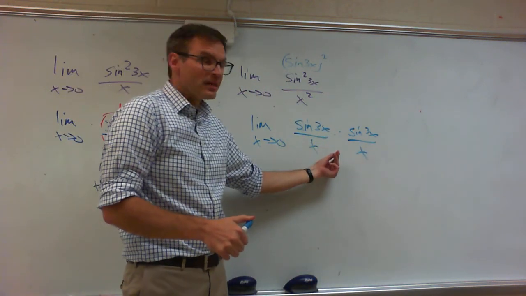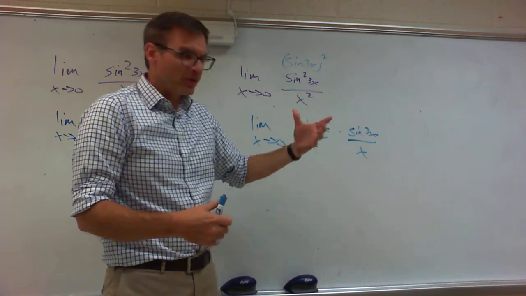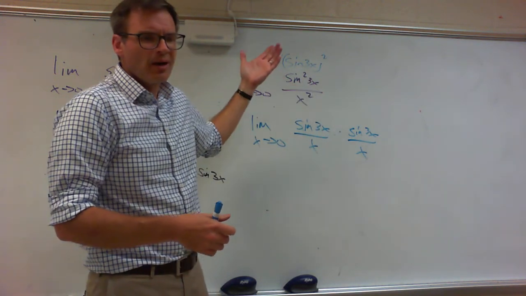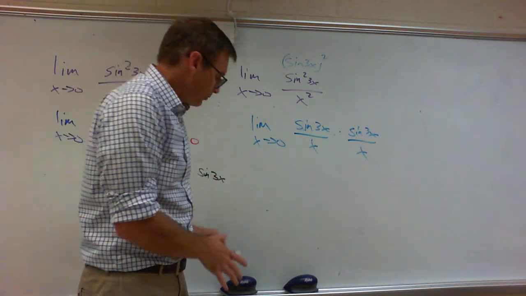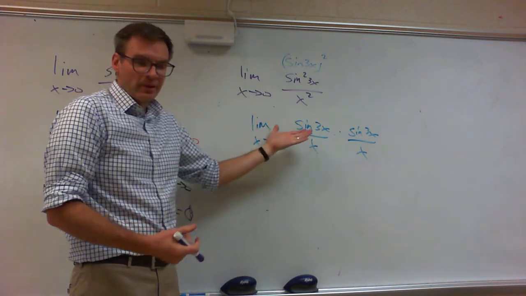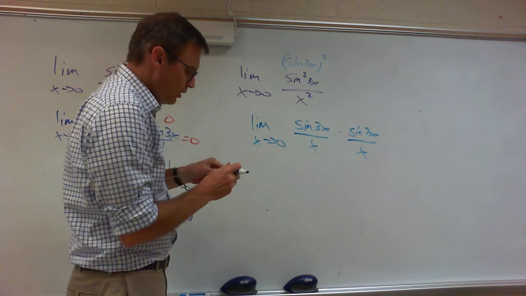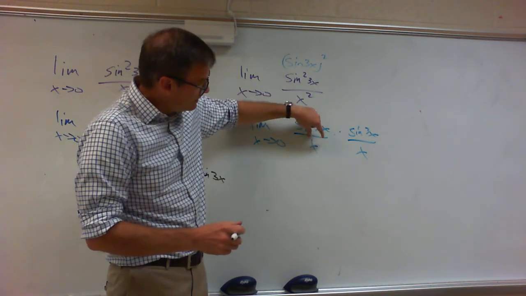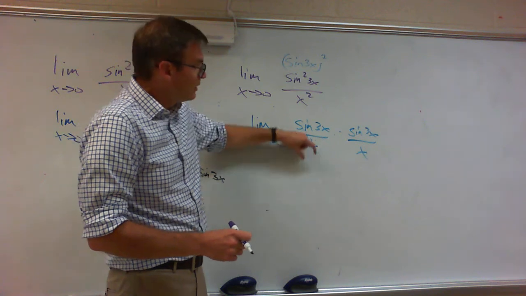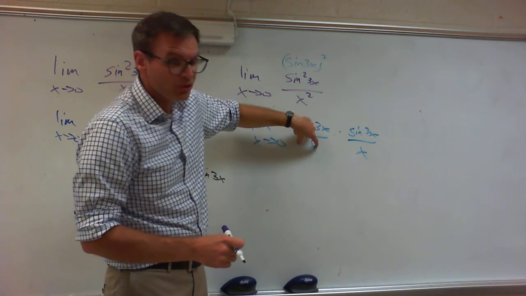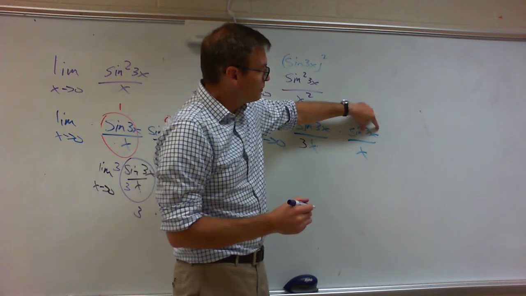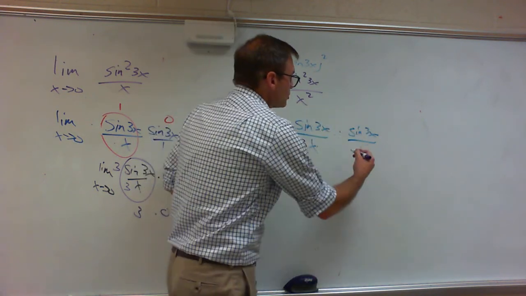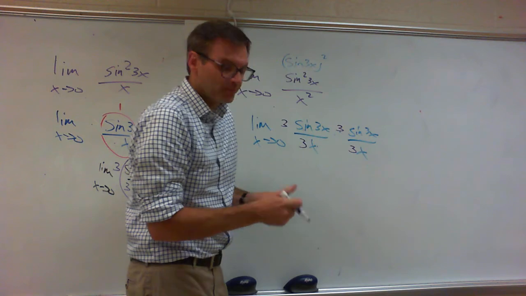So if I multiply this together, I end up with what I started with, my original question. But now I get something that looks like that formula that I know. So how I deal with that formula that I know is I need this stuff to be the same. So if this is a 3x, I need a 3x down here. So I'm going to multiply top and bottom by 3.